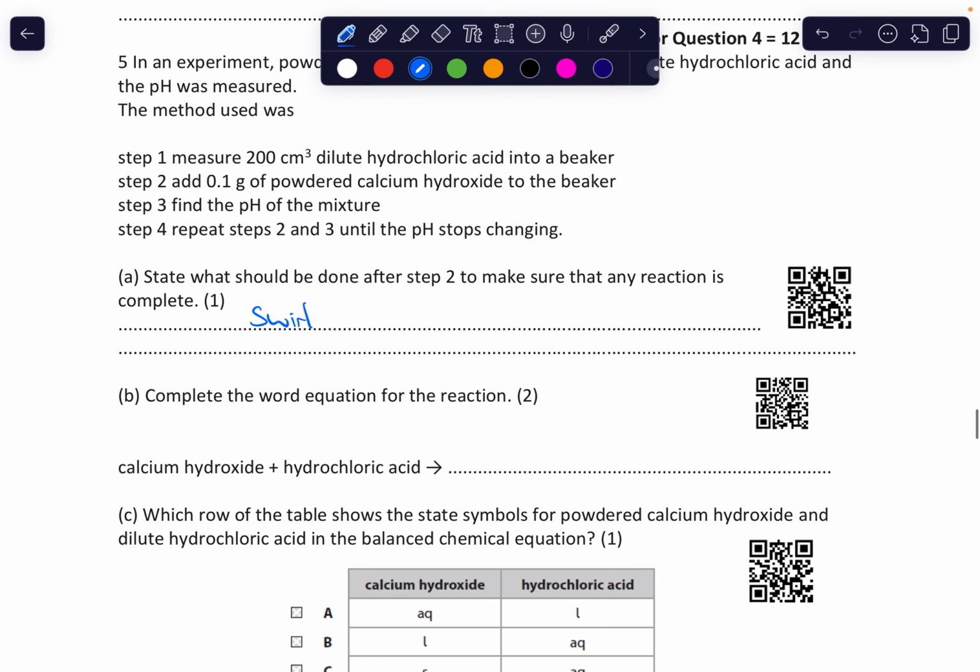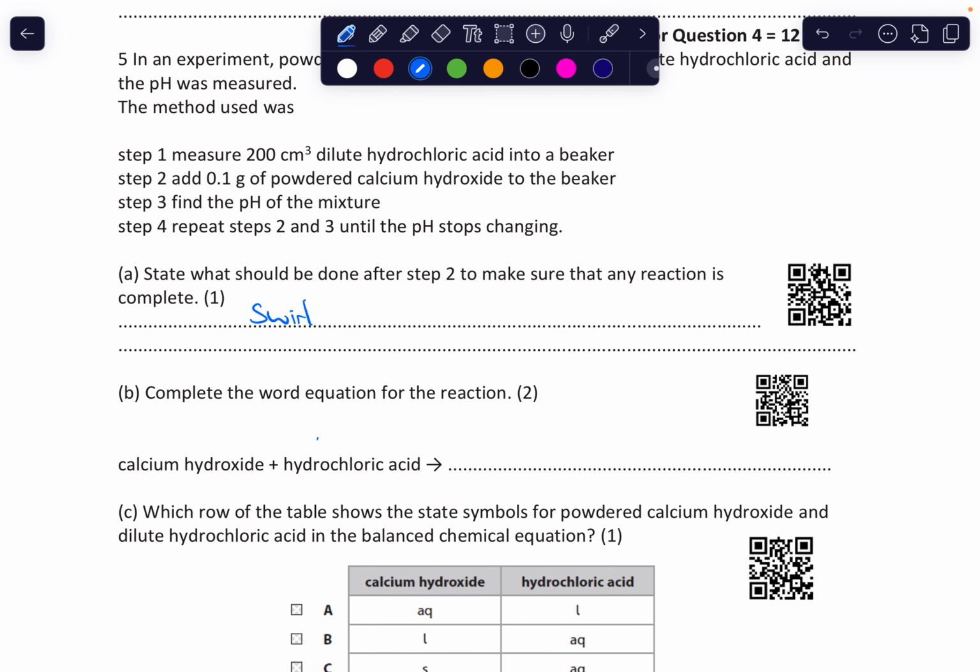Complete the word equation. Here we have an acid and a base. Remember, in the general equation, this makes a metal salt and water. So the metal salt is going to be calcium as the metal, and because it's hydrochloric, we will get calcium chloride, and then we also get water produced. There's going to be 1 mark for each of those two.